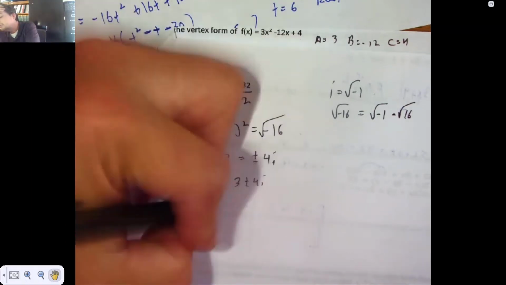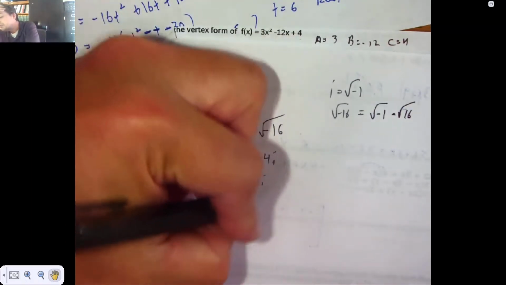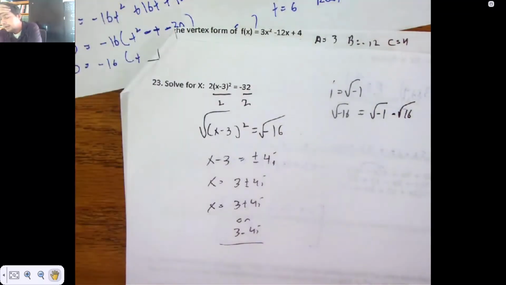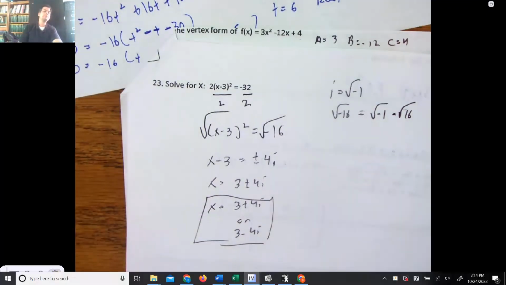I'm going to add 3. 3 plus or minus 4i. And then I'm just going to write my two answers. I am 3 plus 4i, or I am 3 minus 4i. And that, boys and girls, is done.